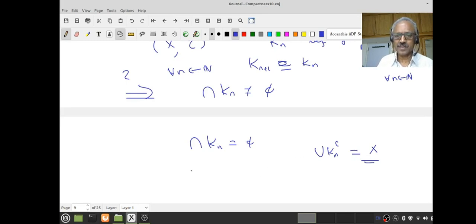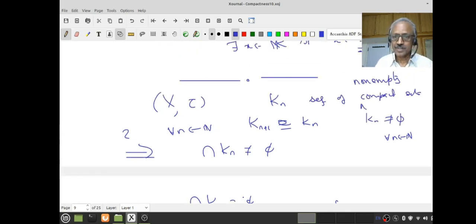Since the K_n are compact, you would like to say the complements of K_n, if you call them U_n, are all open, and then I will get an open cover. But do I know the K_n are closed? They may or may not be closed in a general topological space. But what do I know? If X is Hausdorff, each compact set must be closed. Therefore, now I put an extra condition: this is a Hausdorff space.